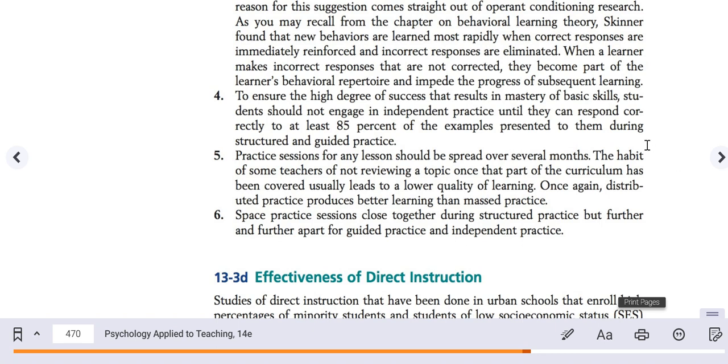The habit of some teachers of not reviewing a topic once that part of the curriculum has been covered usually leads to a lower quality of learning. Once again, distributed practice produces better learning than massed practice. Space practice sessions close together during structured practice, but further and further apart for guided practice and independent practice.